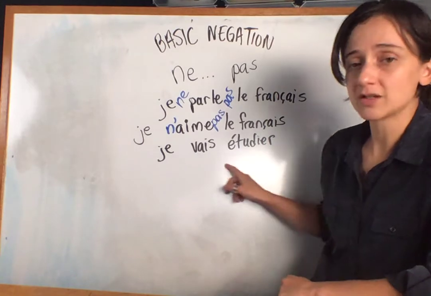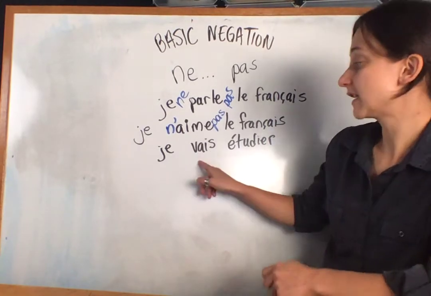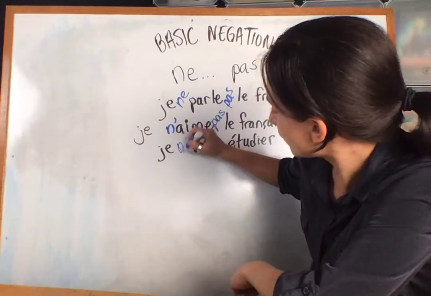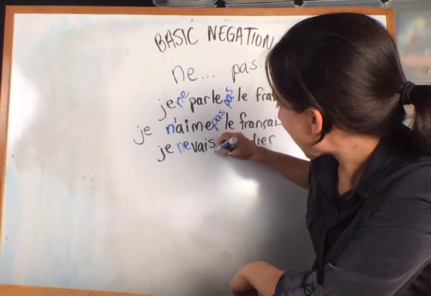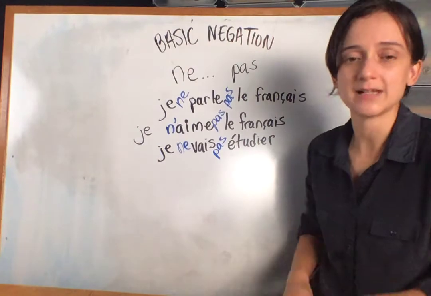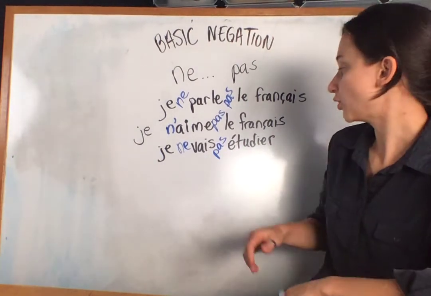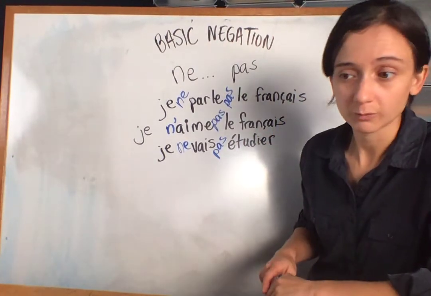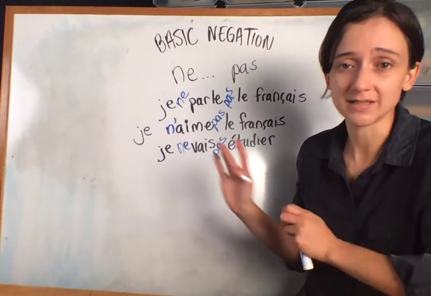This is not going to go in the sandwich. This is our conjugated verb, so this will go in our ne pas sandwich. Je ne vais pas étudier. I am not going to study. Okay? That is basic negation.